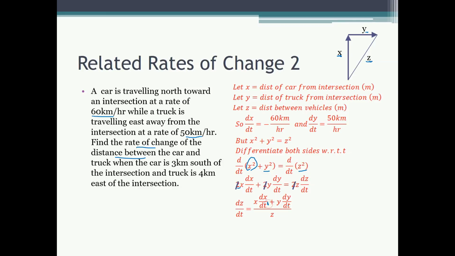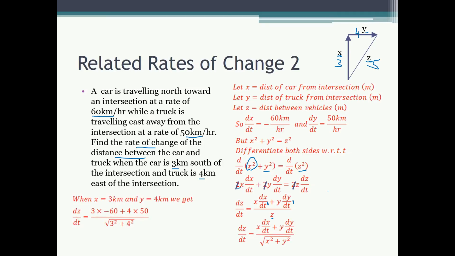We already know dx/dt and dy/dt from the problem, they were the 60 and 50 kilometre an hour numbers. X and Y are these two numbers, 3 kilometres and 4 kilometres: X is 3, Y is 4. Z is the distance between them. Now, if that's 3 and that's 4, we know that that must be 5 by Pythagoras' theorem. It's a 3, 4, 5 triangle, and that will give us the Z. So every number on that right-hand side is provided. We substitute it all in, and you get 4 kilometres per hour.